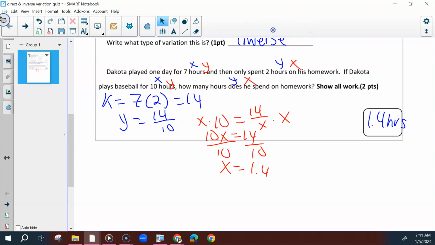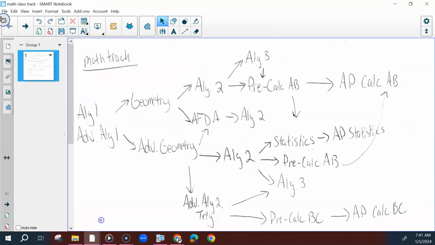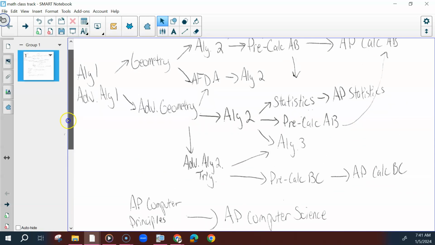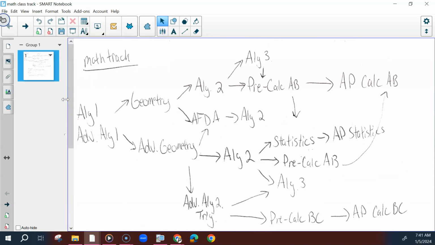So in the coming weeks, I'm going to be doing recommendations. You guys are going to be doing scheduling for next year. So I wanted you guys to see this. It's a little hard to see up here. There's a smaller version of that up there if you would like to come up to it and take a picture. But these are all the possible math classes throughout your high school.